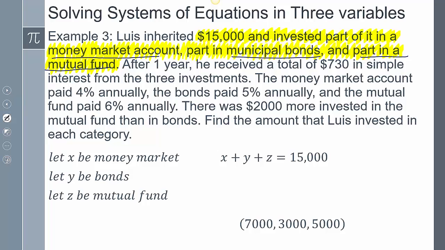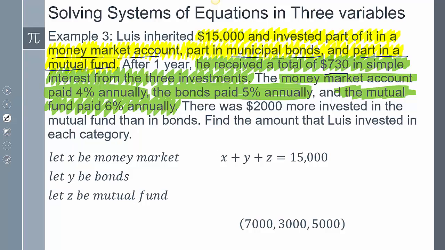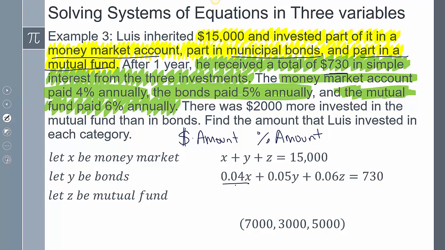The next relationship says that he received a total of $730. This is a similar relationship, but instead of a dollar amount times amount, the way that we get interest is the percentage times the amount. So I'm going to say here's my 4% times the amount plus 5% times the amount plus 6% times the amount, and that equals my $730.